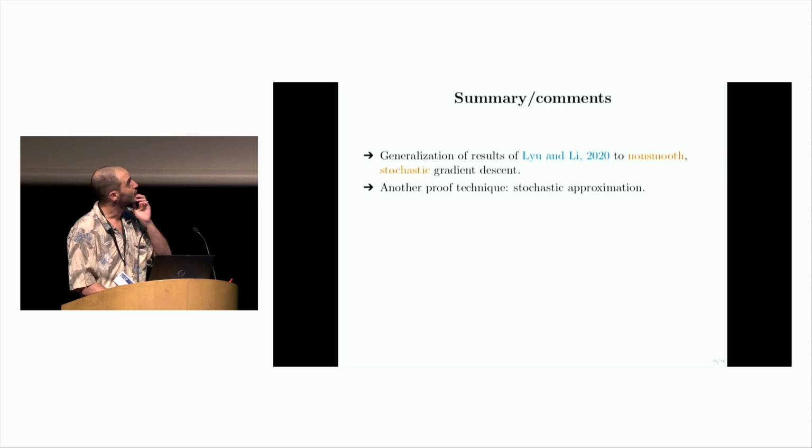So yeah, just a brief summary. We have a generalization of results of Liu and Li to the non-smooth and stochastic setting. I think it's interesting. It's not hard, but it's interesting. We have another point of view with another proof technique, stochastic approximation.